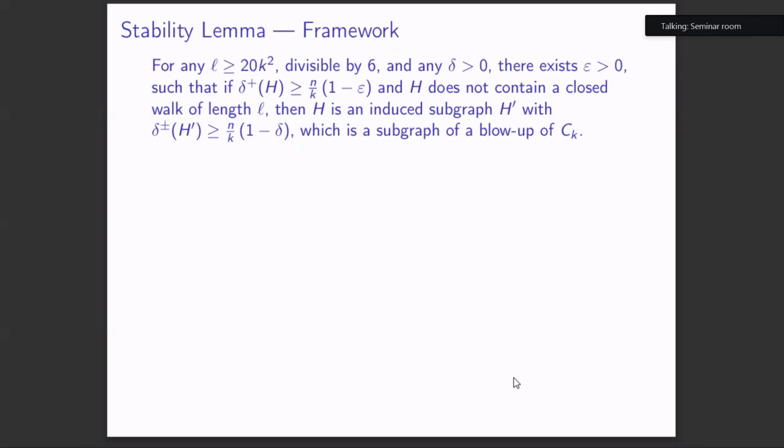First, we would like to get some sort of structure from a graph. We would like to say we are close to a blow-up of Ck. What we do is we introduce a lemma that has slightly different assumptions. The assumption on the outdegree is lower. Also notice that everywhere here, L is large enough. L is greater or equal to 20k squared.